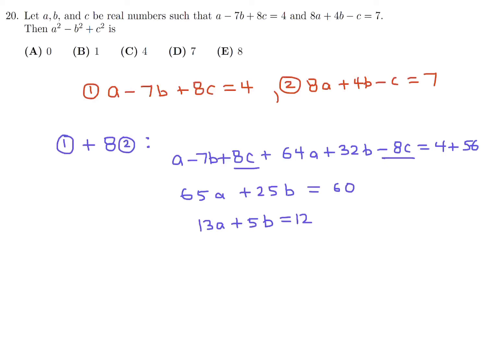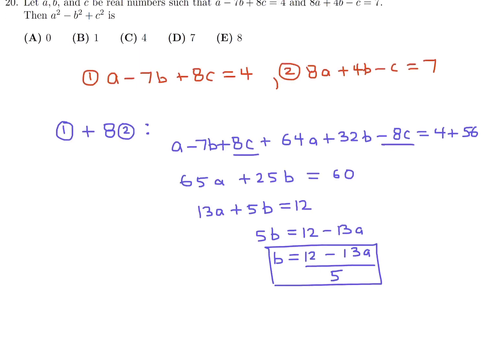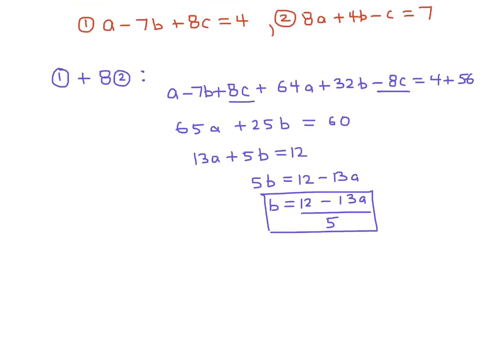And we'll try to get everything in terms of a. So we'll isolate for b in this equation. So we got 5b is equal to 12 minus 13a. And therefore b is equal to 12 minus 13a, divided by 5. All right? So now let's try to eliminate another one. Let's eliminate b from these two.